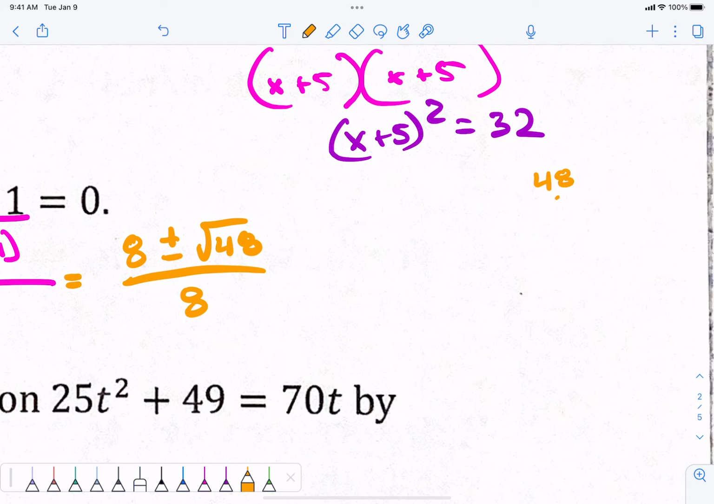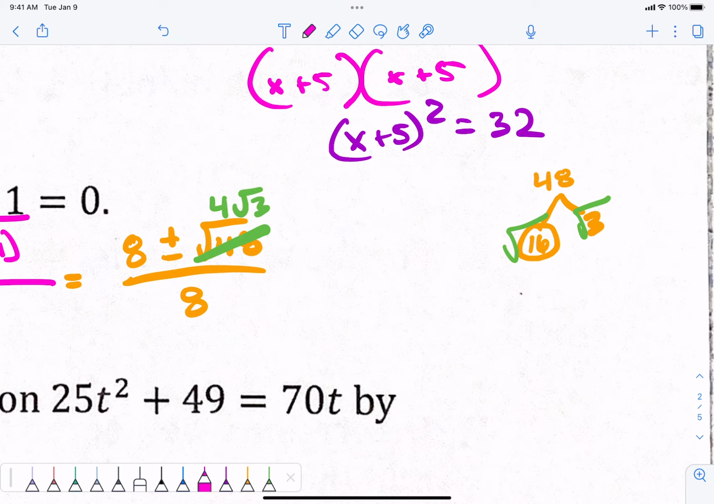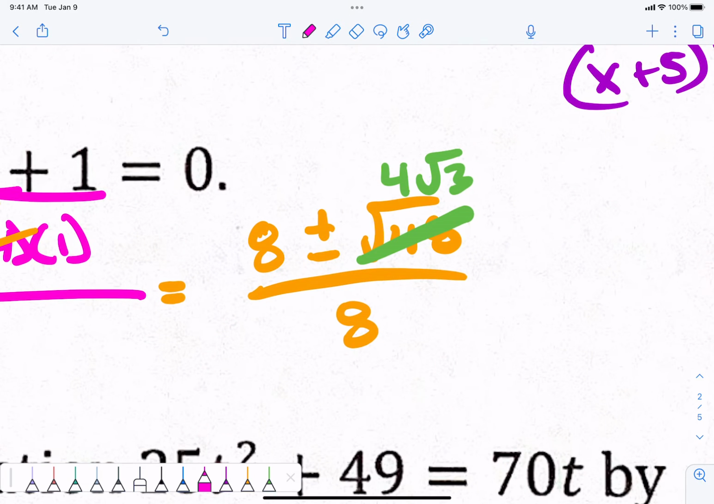Into 16 and 3. The square root of 16 is 4, so this is 4 square roots of 3. So now what? You can't take the 8 out. 8 plus or minus 4 square roots of 3, all over 8.